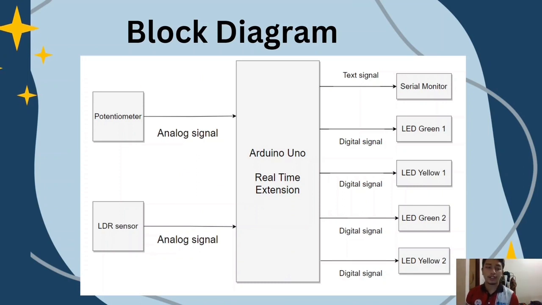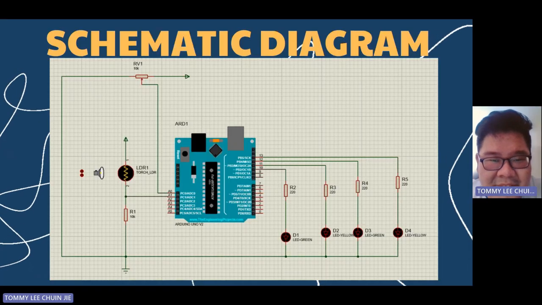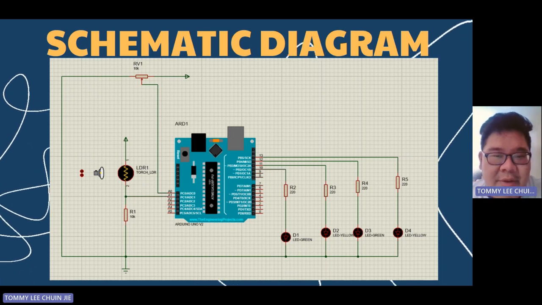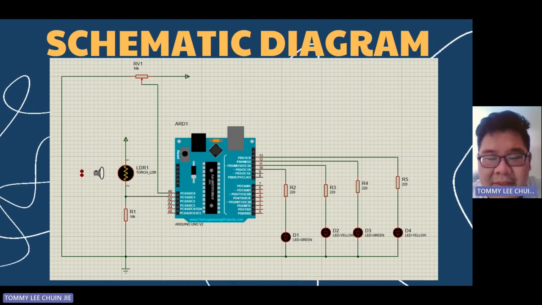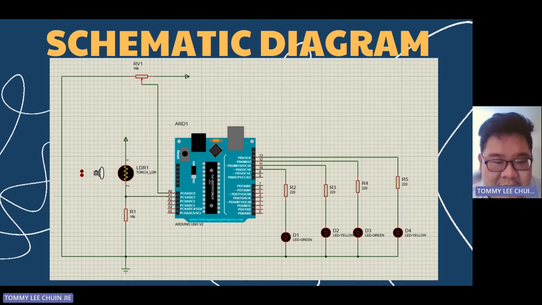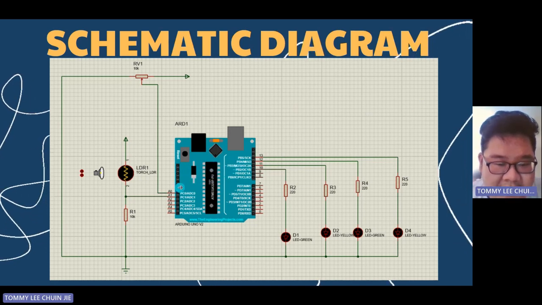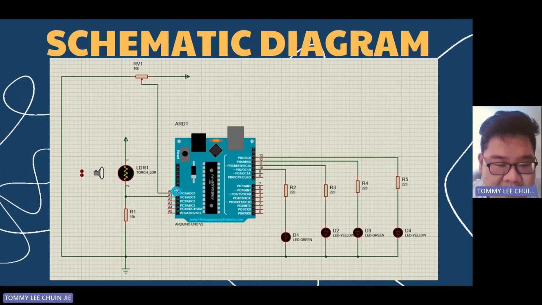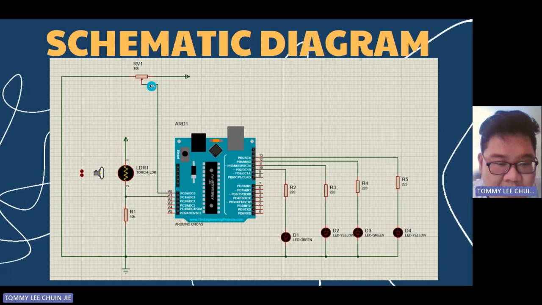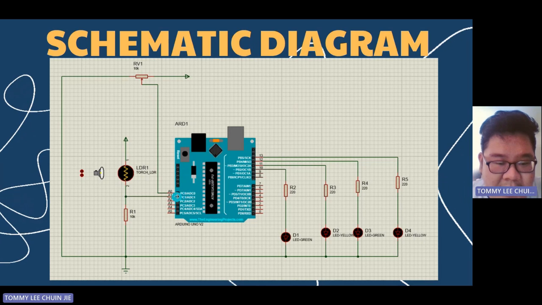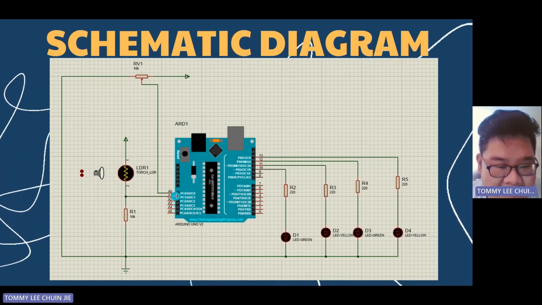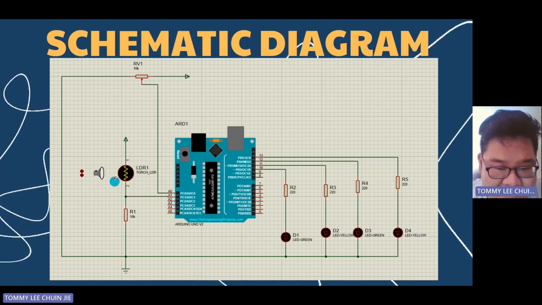Hello and good day, sir. My name is Tommy Lee, and I will continue with the explanation of the schematic diagram of our mini project. As you can see here in the middle, we have our Arduino Uno. Connected to our analog 0 is our potentiometer, and to analog 1, A1, is our LDR sensor.